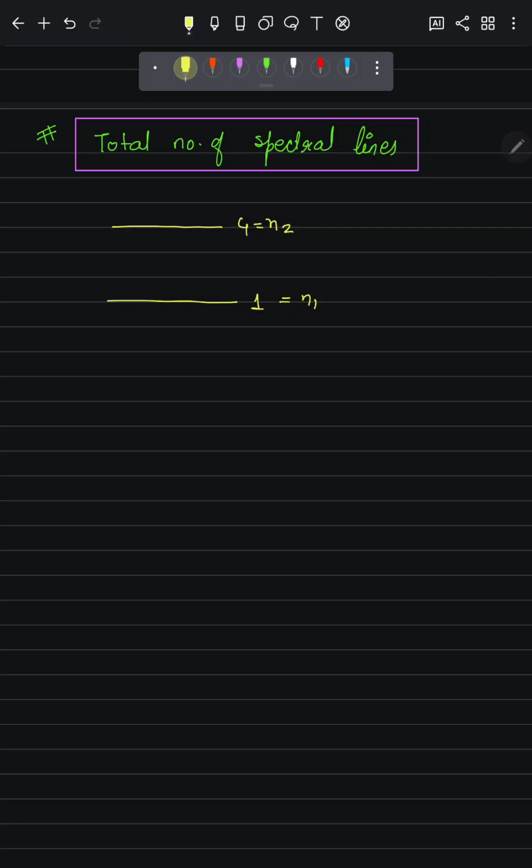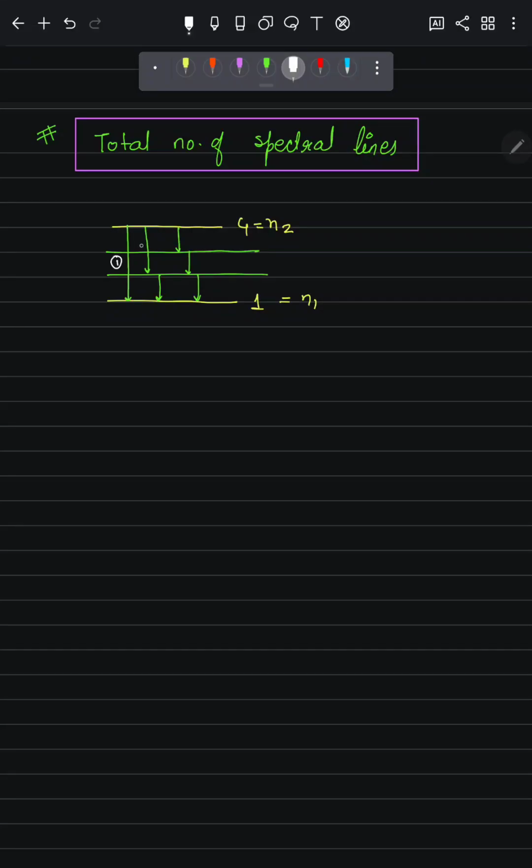Let's make it 2 lines here. To get from 4 to 1, we can come directly from here to here, or we can come from here to here and then here to here. This is another. And if we want to come all the way from 4 to 1 through each level, these are some of the processes in which the electron comes from the top to the bottom in spectral lines. So how many possible spectral lines can be formed?